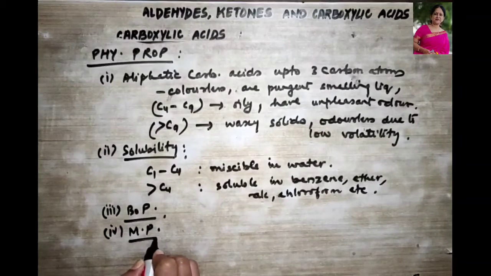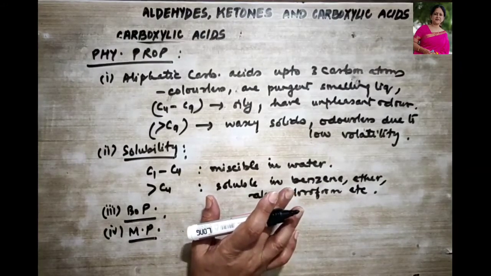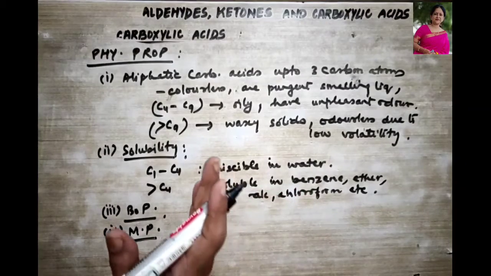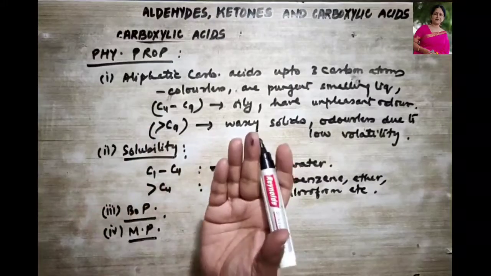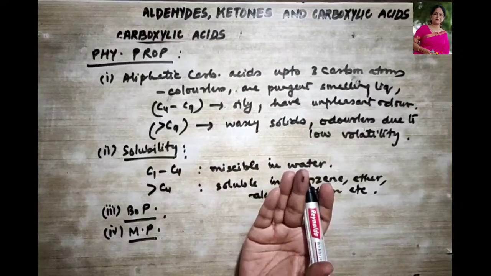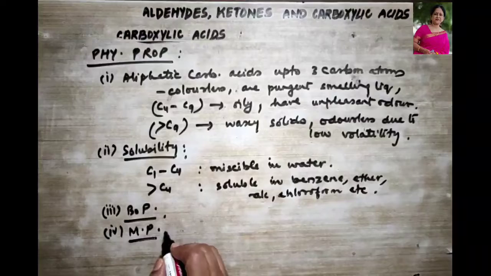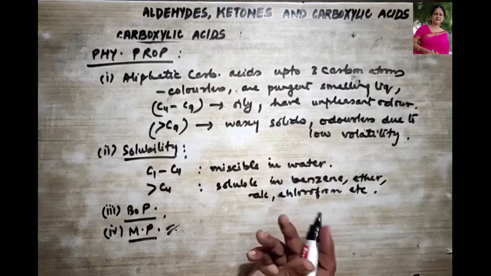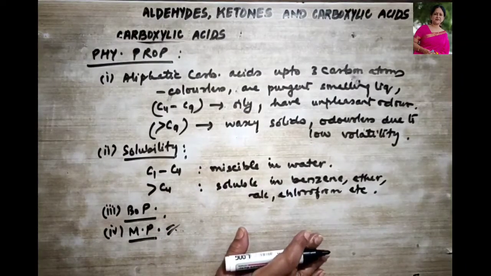Melting point. Let's know the melting point. The melting points of the aliphatic carboxylic acids do not show a regular pattern. Rather, they show an alternation effect, where the melting point of an acid containing an even number of carbon atoms is higher than the next member, which contains an odd number of carbon atoms. So we can say that the melting point keeps fluctuating. It is different for even and for odd numbers of carbon atoms.